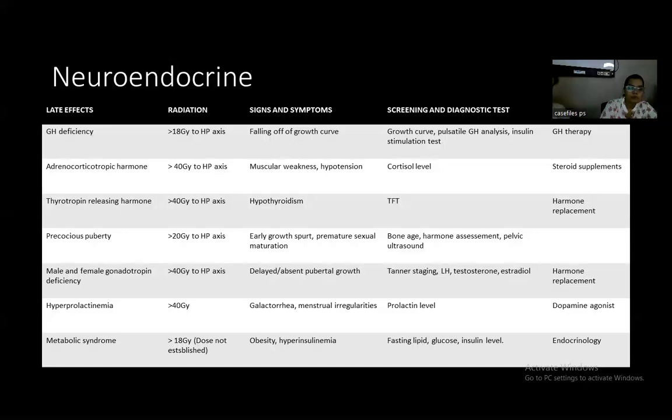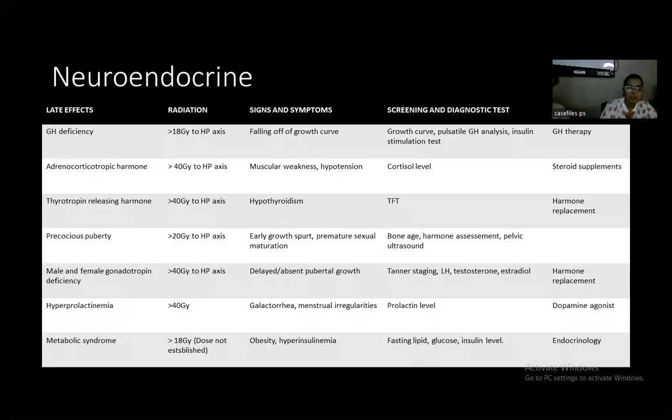And we usually give growth hormone in these patients. Adrenocortic hormone deficiency usually presents as muscular weakness and hypotension. We check cortisol level, and accordingly we give steroid supplements.